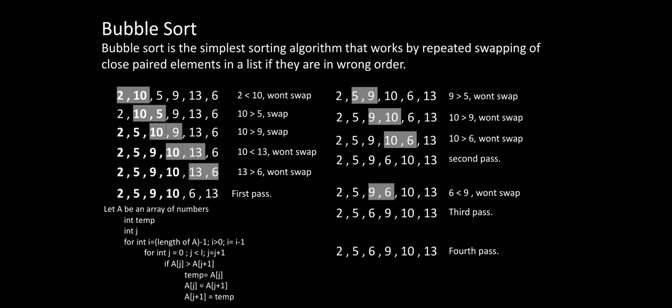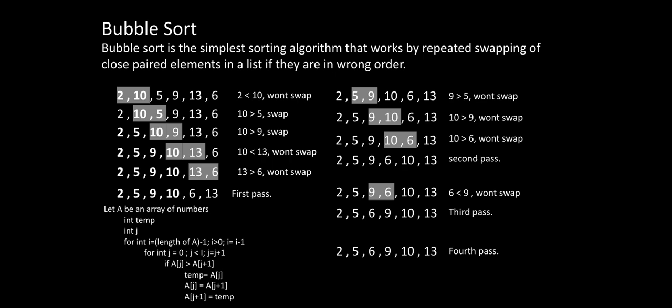So here we have int j equals 0 initialized. Our condition is j is less than i, and we're gonna increment. So for example, that if statement is gonna swap, or if the if statement is not satisfied, it's just gonna continue in the for loop until the end.